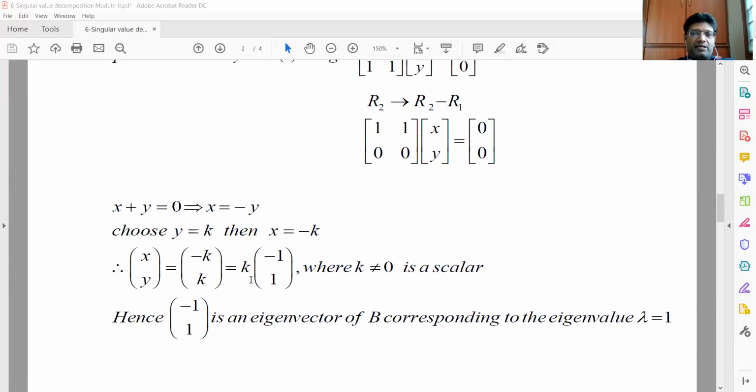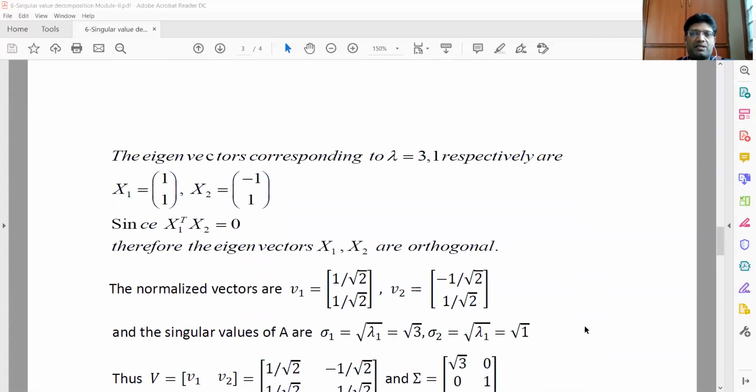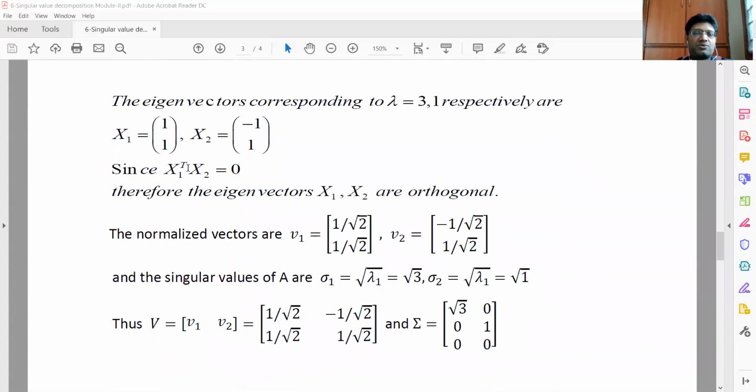So if I take k is 1, I will get minus 1, 1. So this is the eigenvector of B corresponding to the eigenvalue lambda equals to 1. So now we got two eigenvectors corresponding to the two eigenvalues. So first we have to check whether they are orthogonal or not. Clearly they are orthogonal. So 1 into minus 1 minus 1, 1 into 1 is plus 1, which is 0. So they are orthogonal. So x1 and x2 are orthogonal.